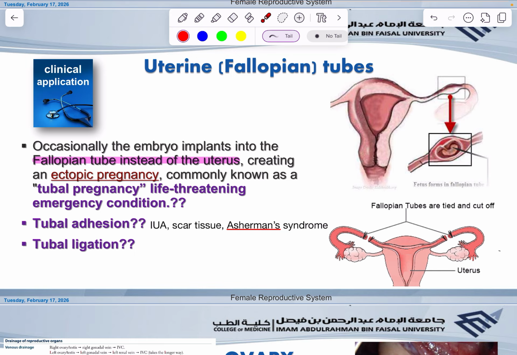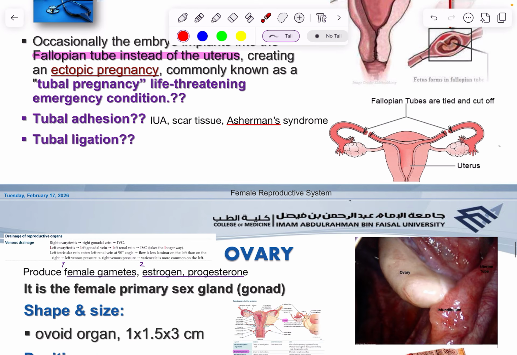وبعدين عندنا another application in tubal adhesions. This is when there's intrauterine adhesions or scar tissue اللي هو Asherman syndrome. بعدين tubal ligation, this used to be a form of contraception.